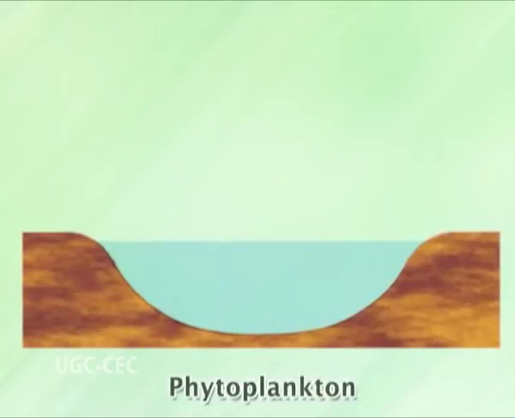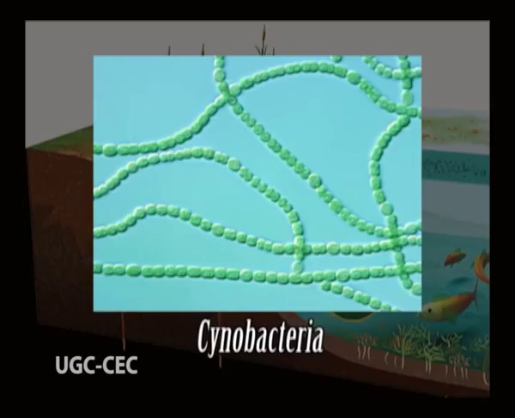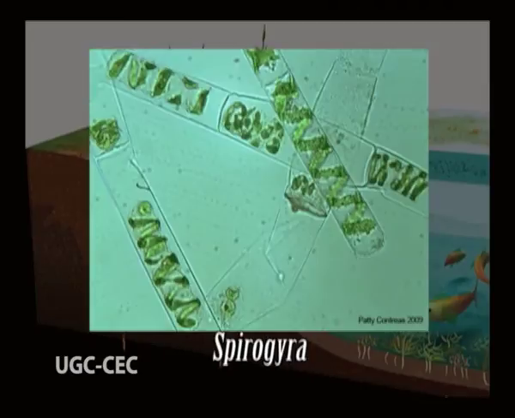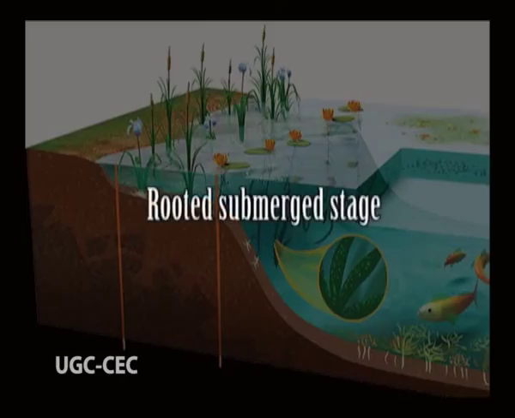Now, the phytoplankton stage. This is the initial or pioneer stage of succession in which a pond and its community are converted into a land community. Phytoplanktons like some blue-green algae, cyanobacteria, green algae, Spirogyra, Oedogonium, diatoms and bacteria are the pioneer colonizers. The phytoplankton stage is followed by the rooted submerged stage.